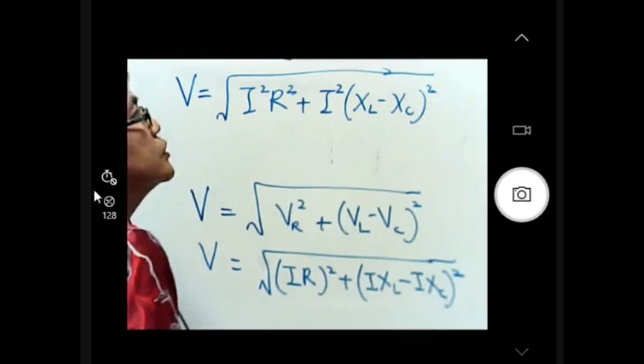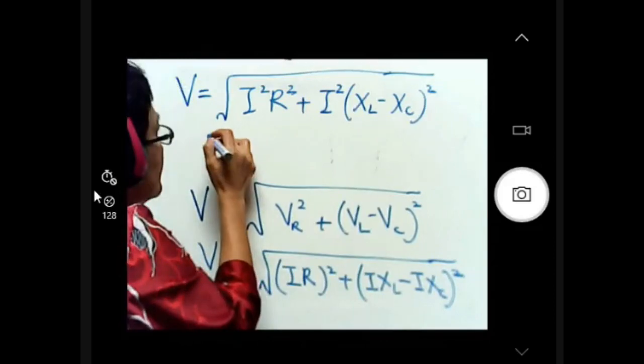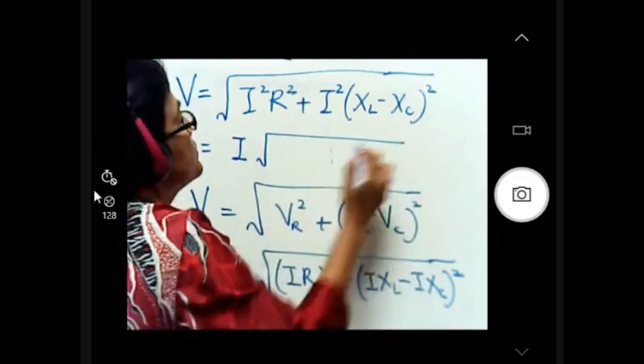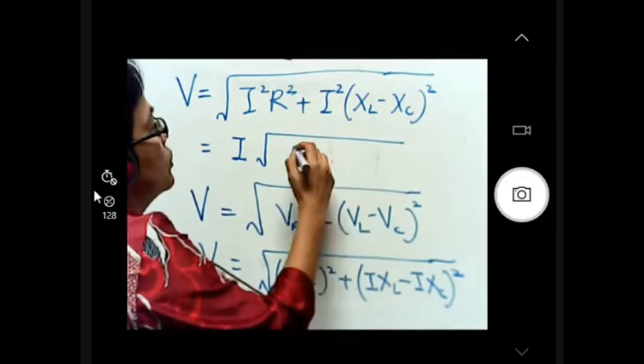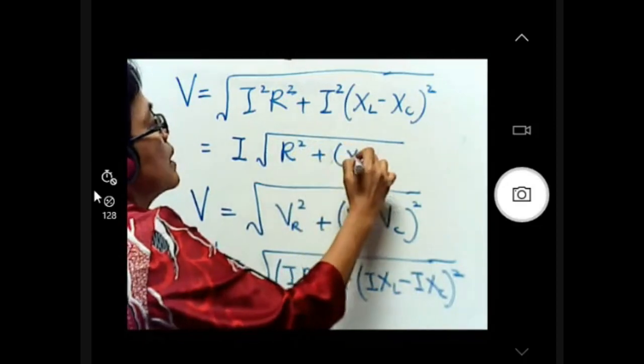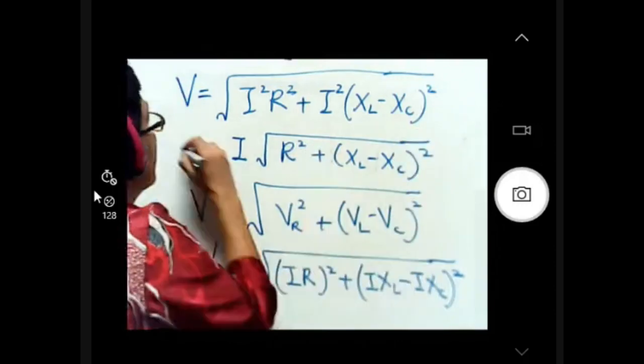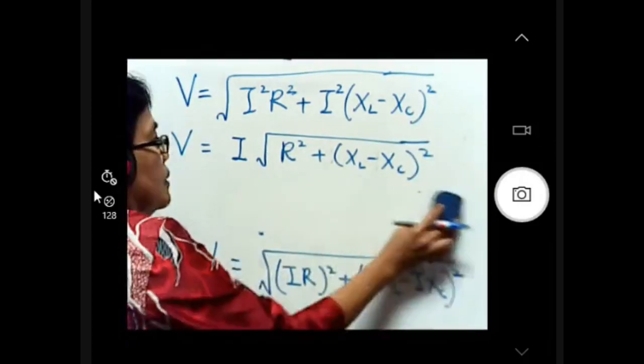Don't understand? Ask your friend who is good in maths. Okay, so I can take out I, right? Never mind, you can refer to my notes. I have the details there. So R squared plus (XL minus XC) squared. Can, right?